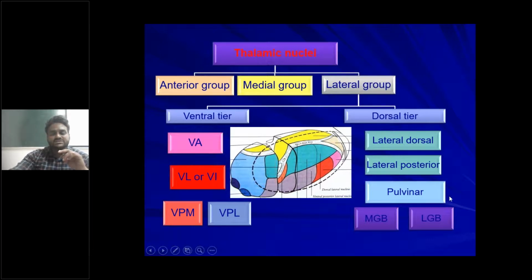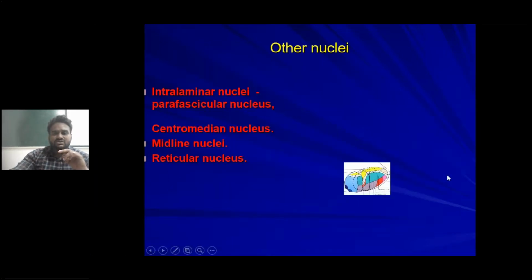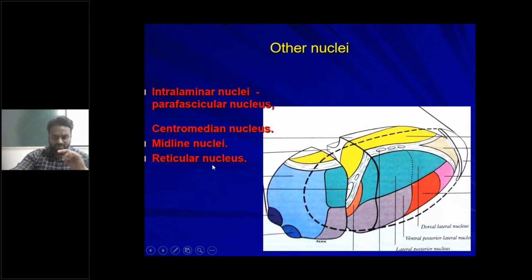Out of all these nuclei, I explained the connections of only four groups or nuclei. One is the anterior nucleus. Second, the dorsomedial or medial nucleus. Third, the VL, ventral lateral nucleus. Fourth, the geniculate body. So I explained the anterior, medial, VL, MGB and LGB nuclei connections only. The other nuclei are present in the thalamus, you know it.